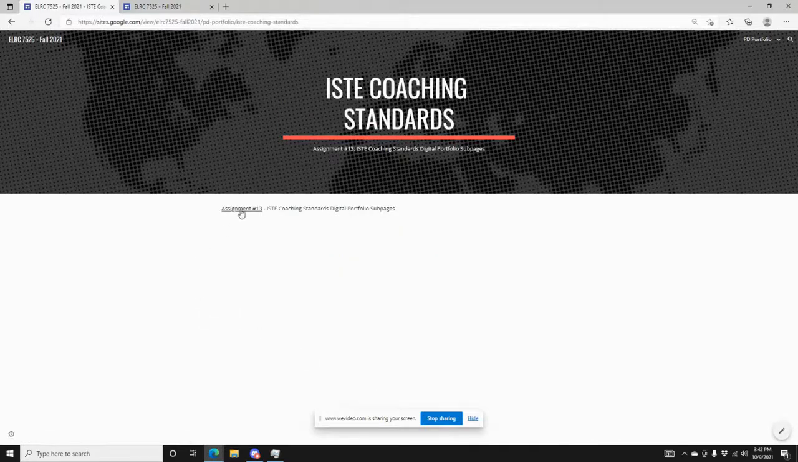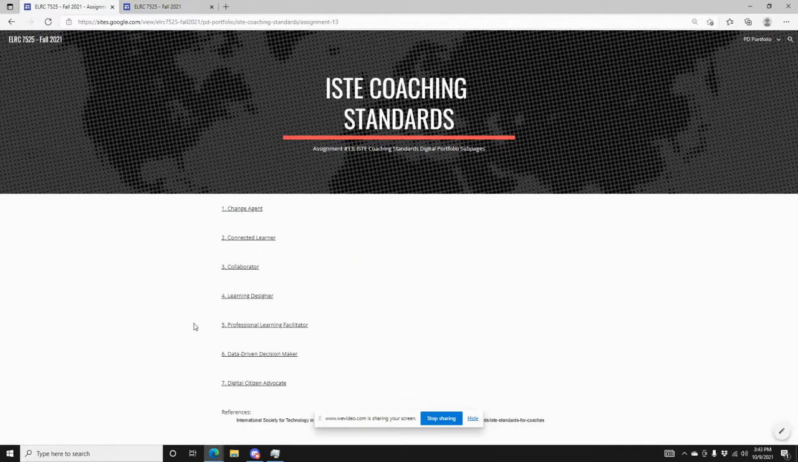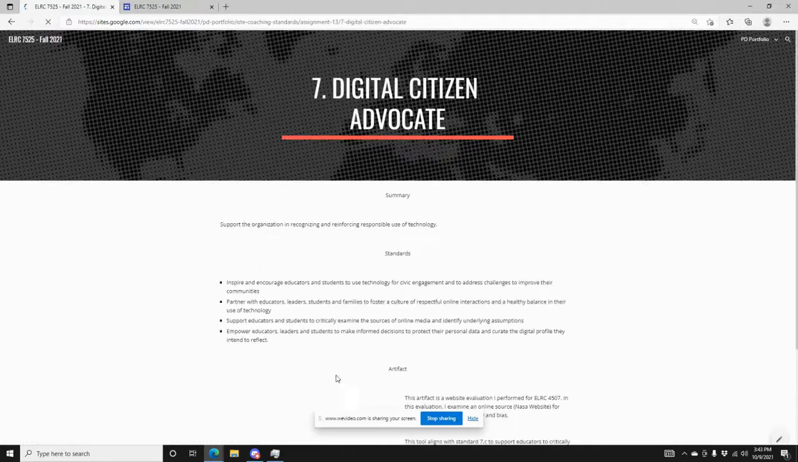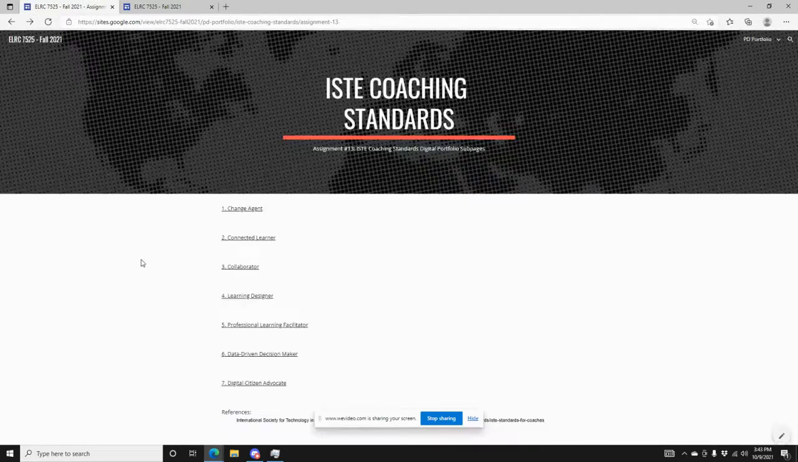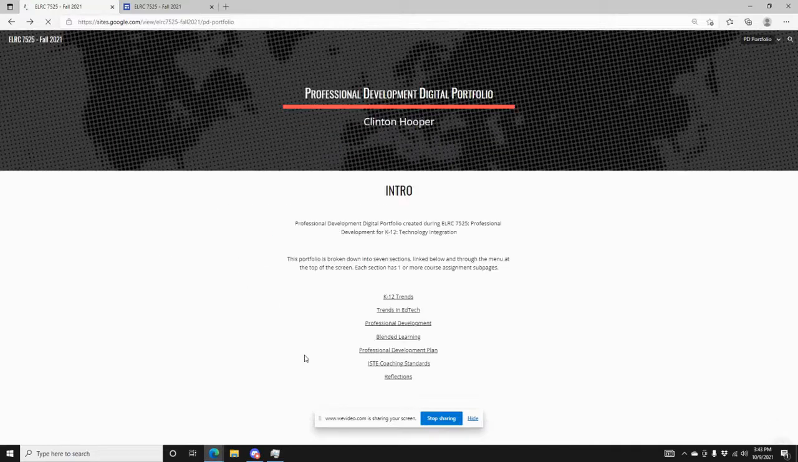The ISTE coaching standards plan, right? So coaching standards, that's what we hold ourselves to as educators. And looking here, you can see that there's 7 different standards. Each one of these is broken down into a summary of standards, and then I have an artifact of how something that I've done professionally has linked back to one of these standards or more of them. So there's an example of that in all of those.